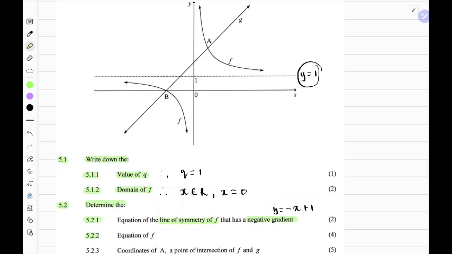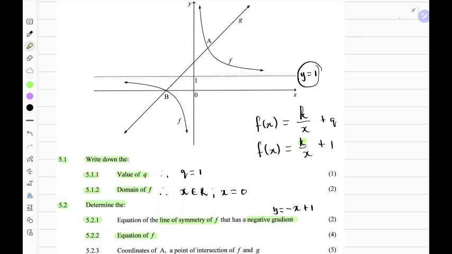So the next question says determine the equation of the hyperbola. We can start with the general form that was given to us, that is f of x is equal to k over x plus q. We found q to be positive 1, so we can substitute: k over x plus 1. So we need to find a way of finding the value of k.